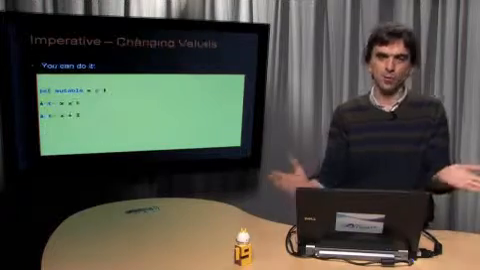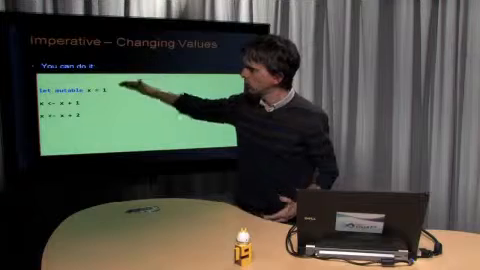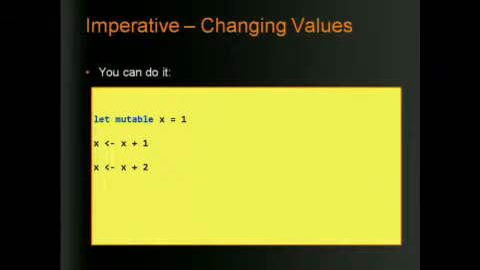As part of what we've just seen, we've seen some simple imperative programming in F#. Just a recap of what we're doing here. You can do imperative programming. You can say let mutable x equal 1 and so on.